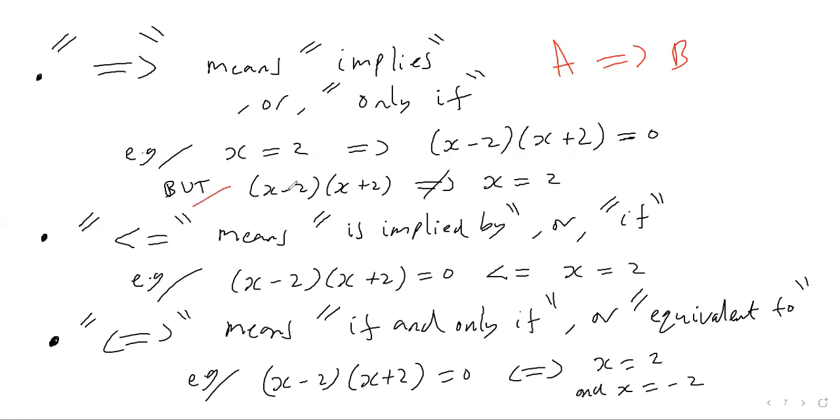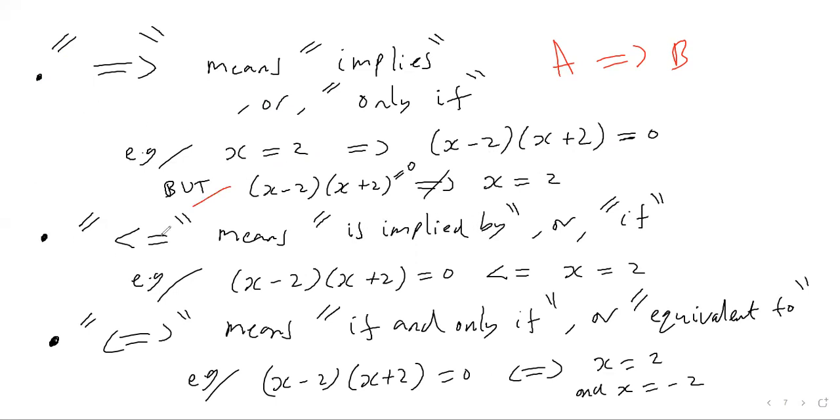But if we start with the statement, sorry, I forgot an equals 0 there, my bad again. If we start with this statement here, that x minus 2 times x plus 2 equals 0, that does not imply that x equals 2, because we also have this other solution, x equals minus 2. So that's just something to be wary of in this case.